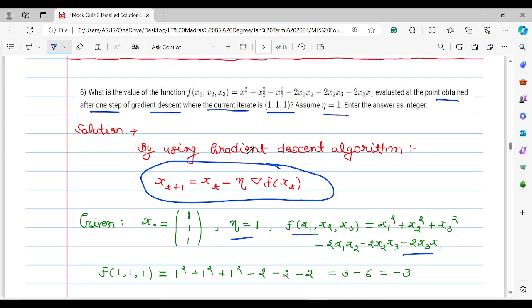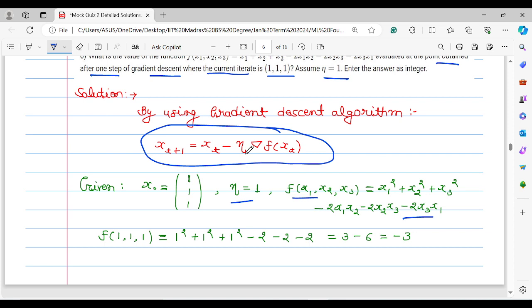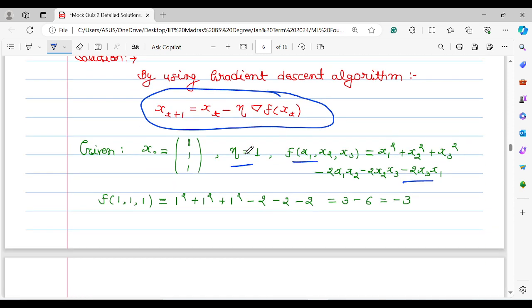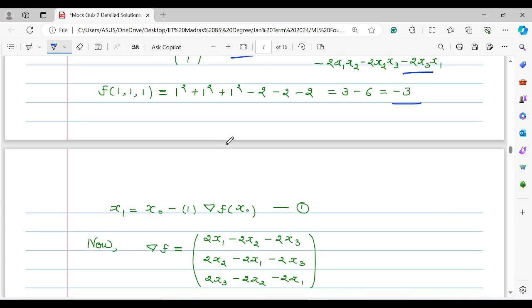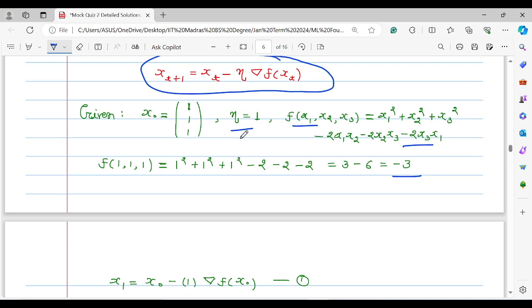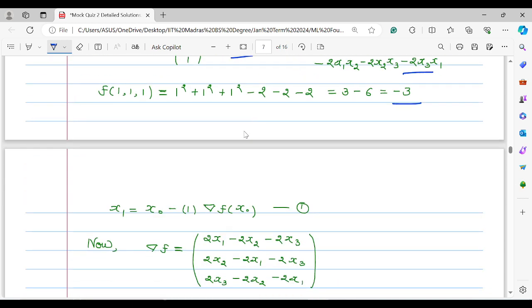So the value of the function at 1, 1, 1 is minus 3. We have calculated this. And by using the gradient descent algorithm, we have x1 equal to x naught minus, because η is equal to 1, so we have 1 times del f at x naught.